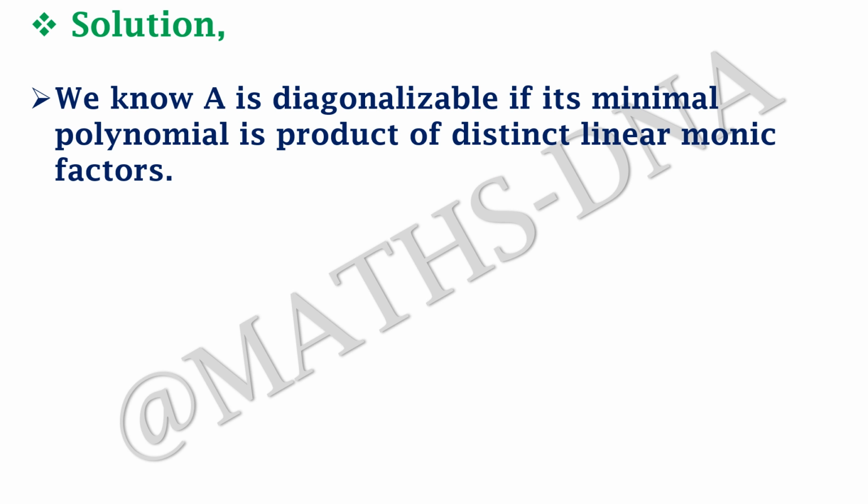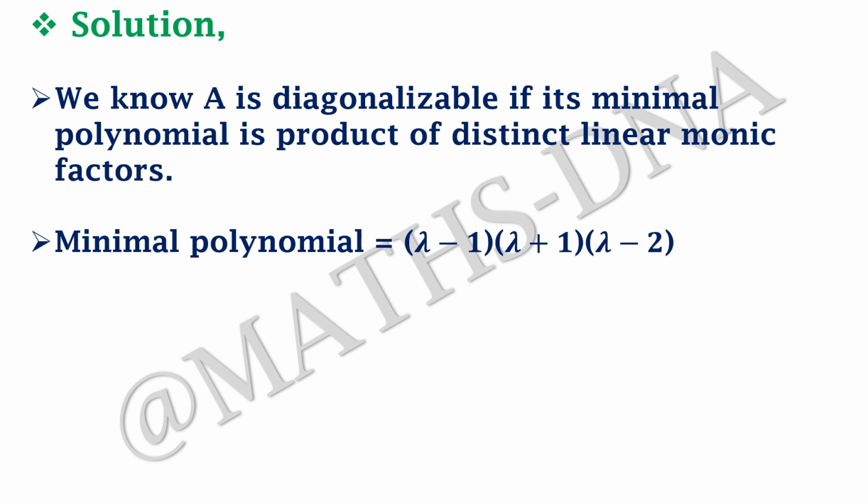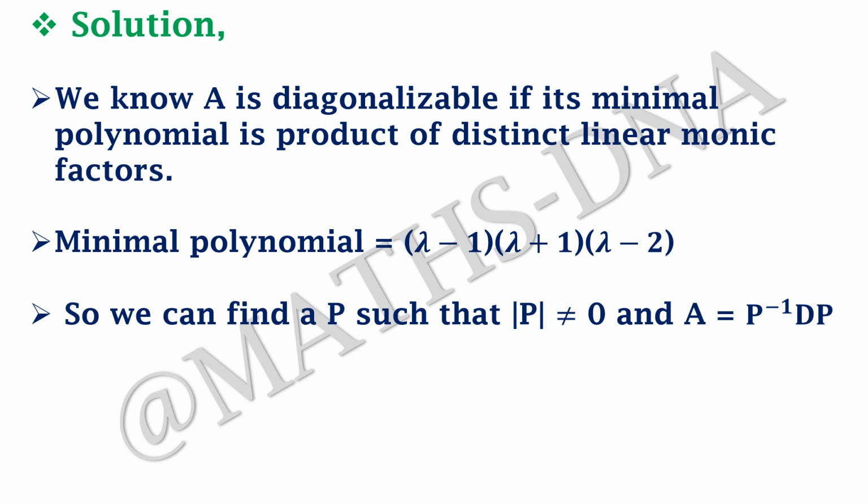Firstly, we need to know that A is diagonalizable if its minimal polynomial is a product of distinct linear monic factors. Here we have the minimal polynomial as (lambda minus 1) into (lambda plus 1) into (lambda minus 2), which clearly has distinct linear monic factors, and that gives us that we can find a P such that determinant of P is non-zero, that is P is invertible, and A equals P inverse D P.